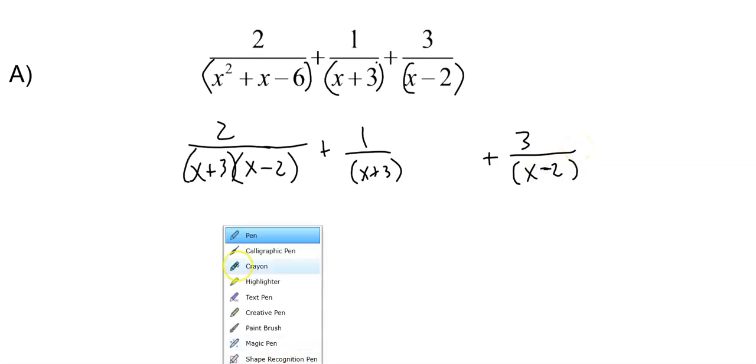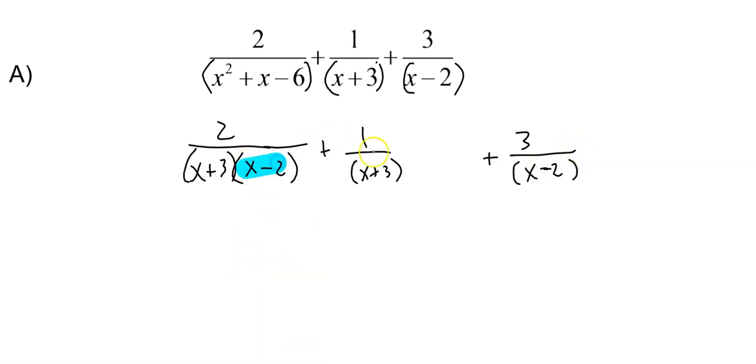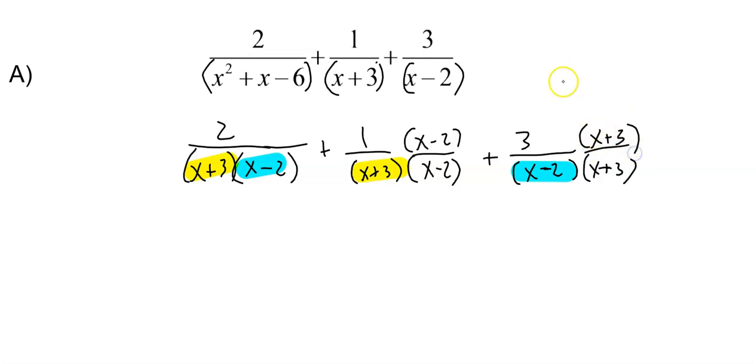Okay, so let's see what we have. We have an x minus 2 for these two. We have an x plus 3 for these two. So I think I have my common denominator. I'm going to need, well, that guy doesn't need anything. This guy is missing an x minus 2. Now that's going to have the same denominator. This one's missing an x plus 3. And again, that's being multiplied, that's being multiplied.